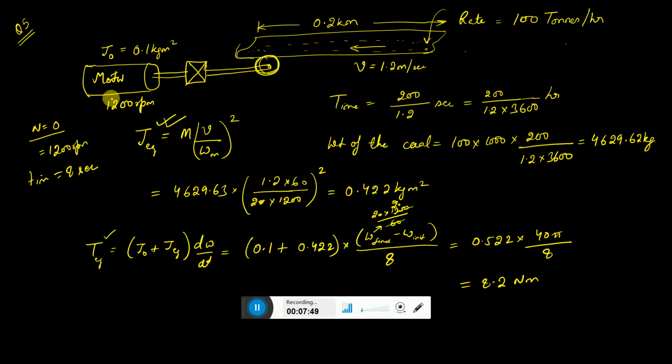if it drives the motor from 0 to the rated speed of 1200 rpm. So this is a dynamic load. You can calculate the value of the torque that the motor would develop to accelerate the belt from standstill to full speed. In this way you can find out the developed torque.